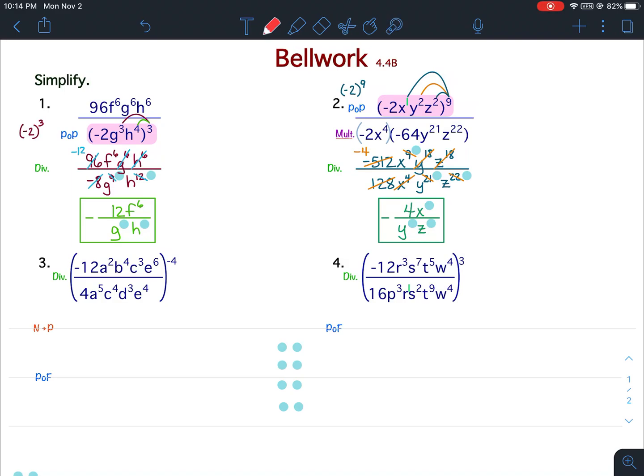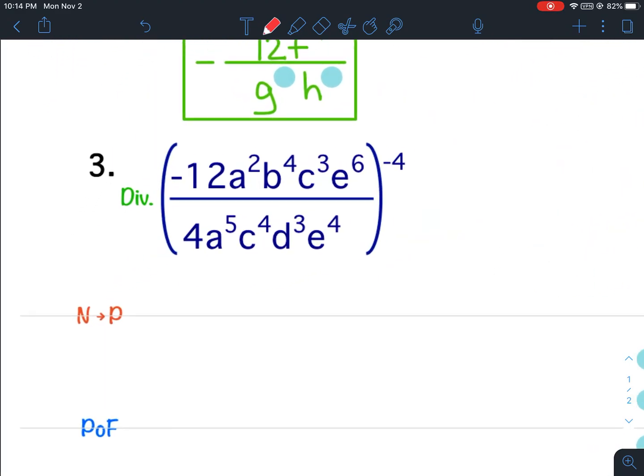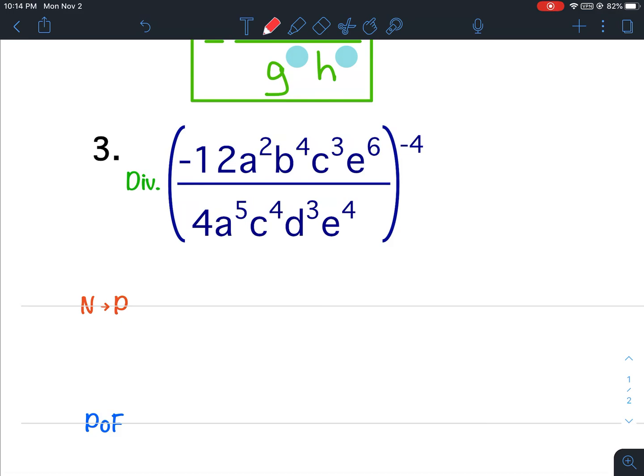Bellwork 4.4b, question number 3. We're going to start by doing what's inside the parentheses, which is division. Negative 12 divided by 4 is negative 3.